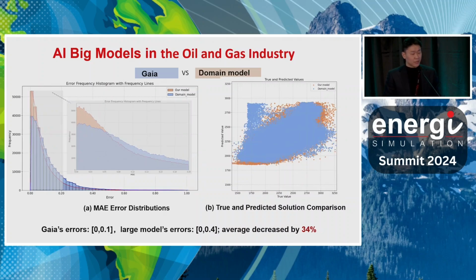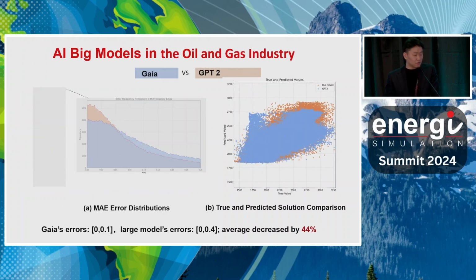And in the comparison test, when compared to the domain model, our model can present an average error decrease of about 35%. And this value is around 44% in the comparison with the GPT-2 model.